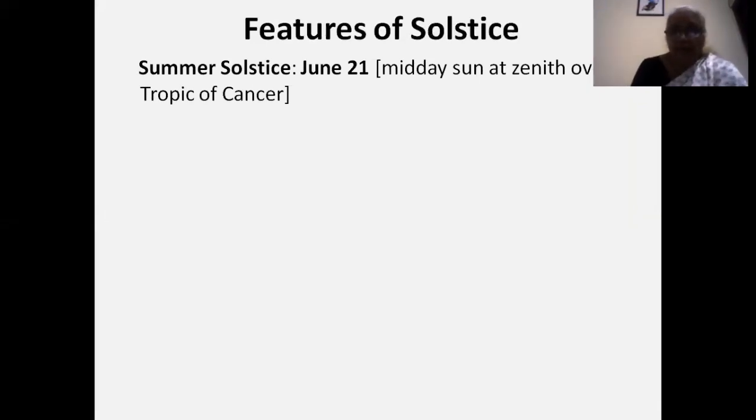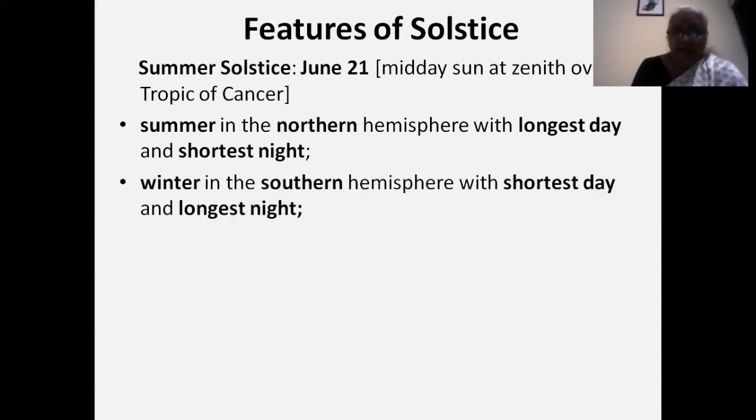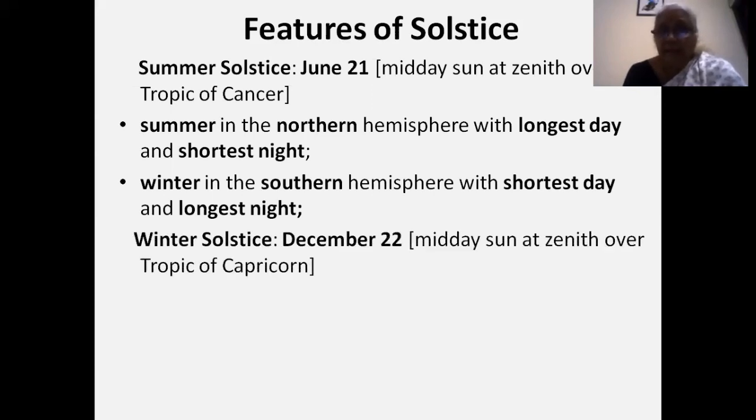Then we have features of solstice. Very briefly, summer solstice is June 21st. It is summer in the northern hemisphere with the longest day and shortest night, and winter in the southern hemisphere with the shortest day and longest night. The examiners may try to confuse you by saying summer solstice on June 21st and talking about the southern hemisphere, so you need to read the question and the answers correctly in order to tick the right answer.